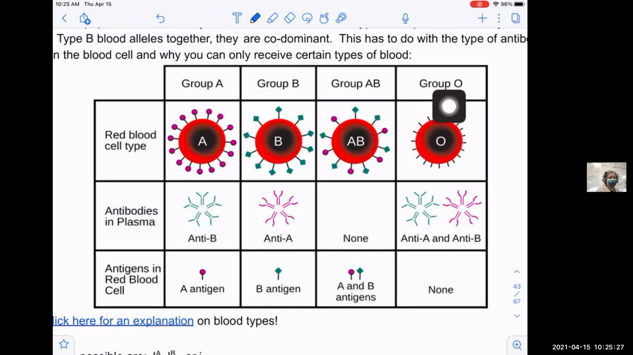And then lastly, we have type O blood. So type O blood has no antigens on the outside of their blood cells, which makes them great donors because other bodies won't attack them because they won't recognize them as foreign. But type O blood will attack because they have antibodies for A and B. So they will kill type A and type B blood cells if they're introduced. So no antigens on type O, but they carry the antibodies for both. So yes, type O blood can only accept type O blood.